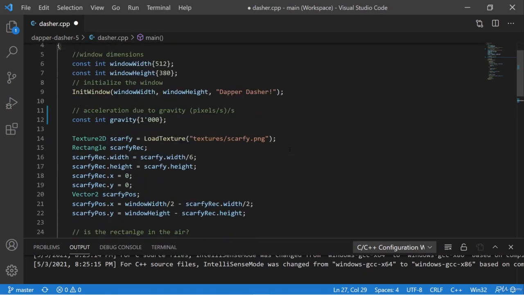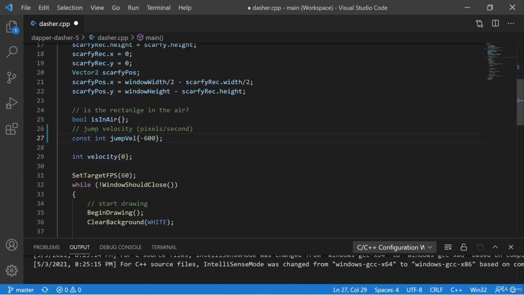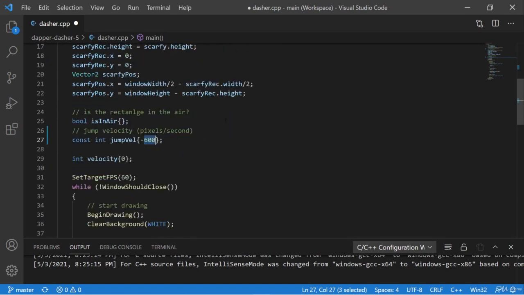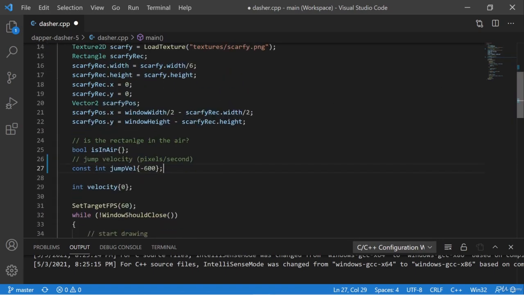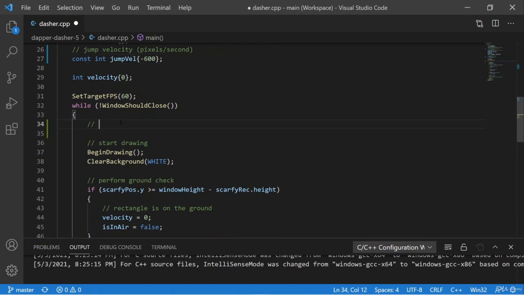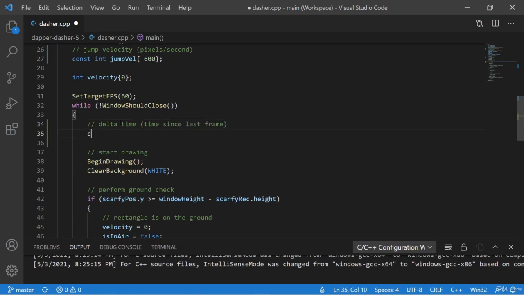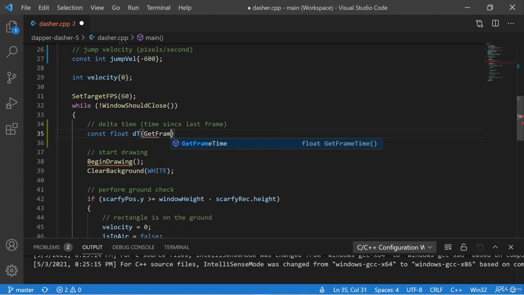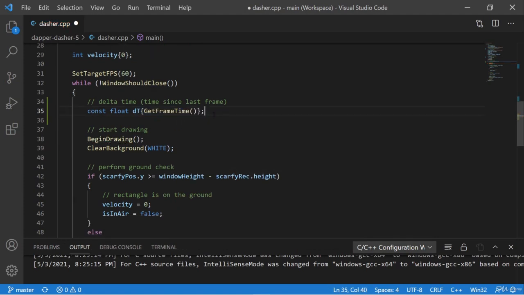Okay, so we're back in our program, and we've already changed gravity to have units of pixels per second, and our jump velocity is also in pixels per second. Now, since these are in units per time instead of per frame, we need to use delta time. So we're going to go down into our while loop, and I'm going to make a comment saying delta time, and in parentheses, time since last frame. Now I'm going to make a const float called dt, standing for delta time, and I'm going to initialize it with getFrameTime. So we have delta time.